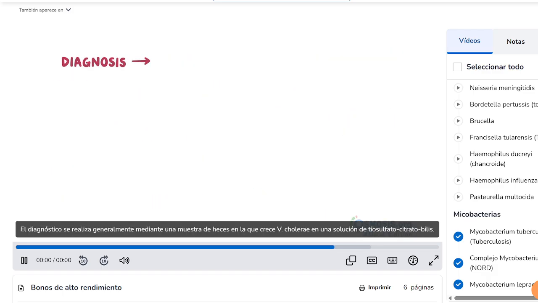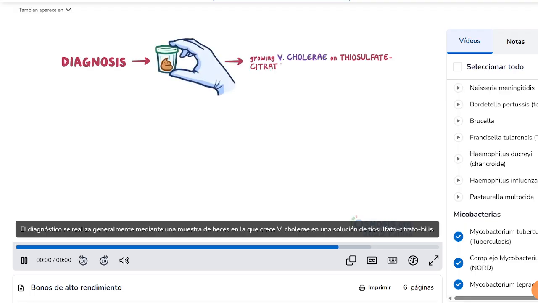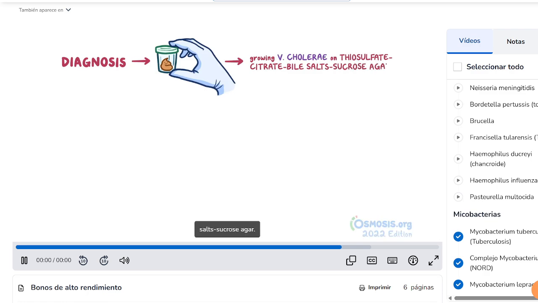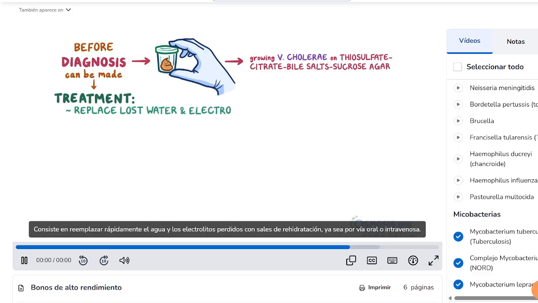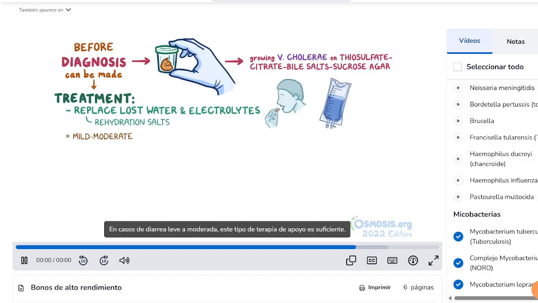Diagnosis is typically made by a stool sample growing V. cholerae on a thiosulfate, citrate, bile salt, sucrose agar. But even before a definitive diagnosis can typically be made, the first line of treatment is to rapidly replace the lost water and electrolytes with rehydration salts either orally or intravenously. In cases of mild to moderate diarrhea, this type of supportive therapy is enough of a treatment course, and the diarrhea may resolve on its own in about 3 to 7 days.